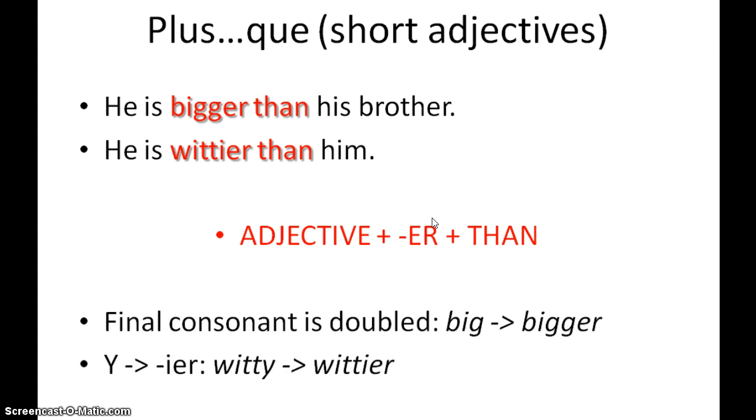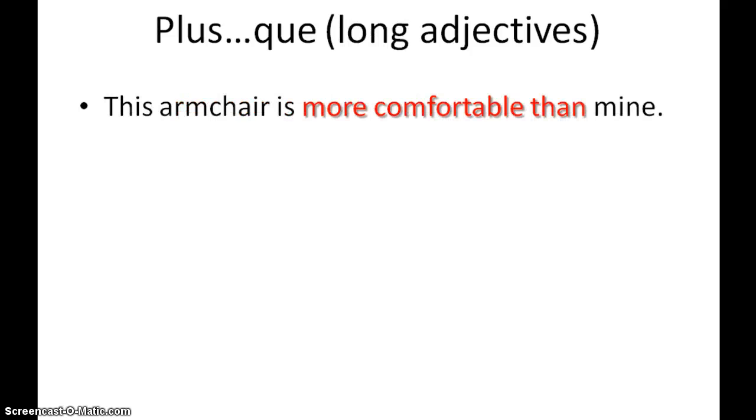Something you must pay attention to is that in short adjectives, in order to keep the sound of the vowel, you double the final consonant, so big becomes bigger. Otherwise, you would pronounce it bijer, and it does not exist. And y becomes ier, so witty becomes wittier. Okay, so it's a bit of a gymnastic. You need to practice, but it's really simple.